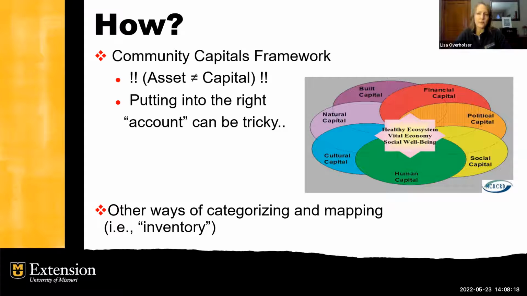Let me give you an example. If you have a bank, that's obviously a built capital because it's a bank building. So you have that building that can be used, but you also obviously have financial capital that comes from the bank. And you may have other kinds of capital as well. So it can be tricky deciding which bucket each of those assets can go into.